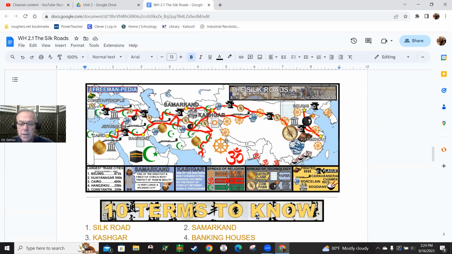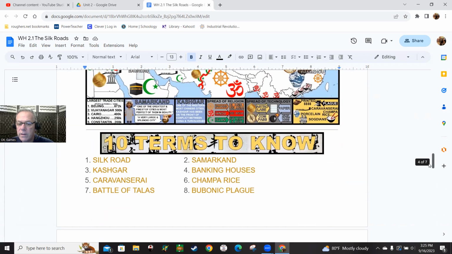Vijayanagar, which is in India, is one of the largest parts, but the endpoint Cairo also is very large, with a large population of about 500,000. And Constantinople is smaller, with about 200,000 people. Okay, so that's the basics of the geography.